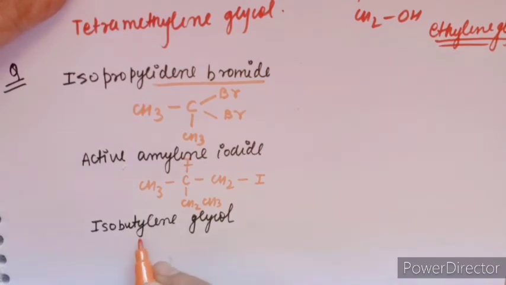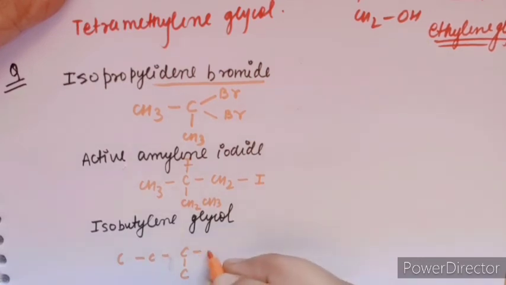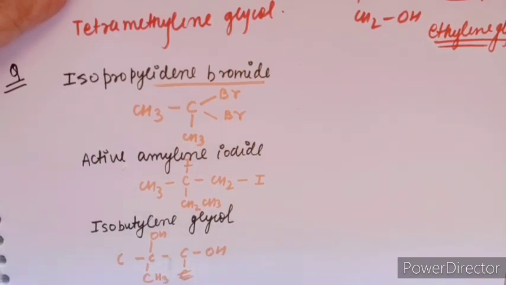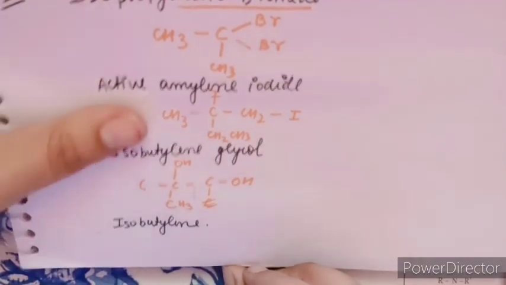The third one is isobutylene glycol. So iso means branch, butylene means 1 2 3 carbons, and one more carbon should be here. Glycol means the presence of two OH groups. The next one is OH, CH3. So this will be the structure of isobutylene glycol.